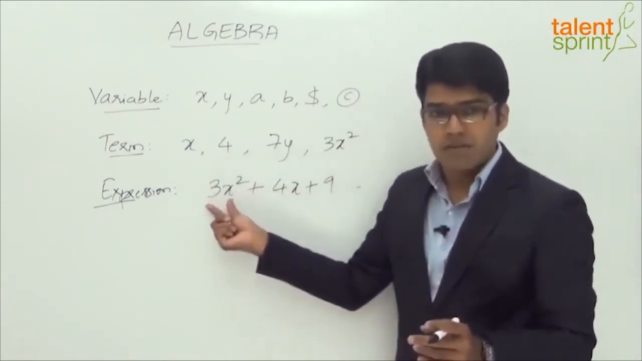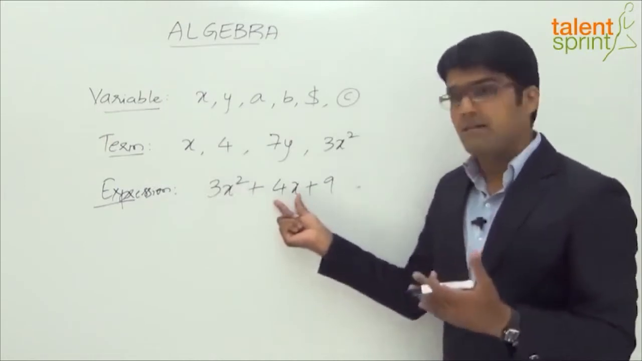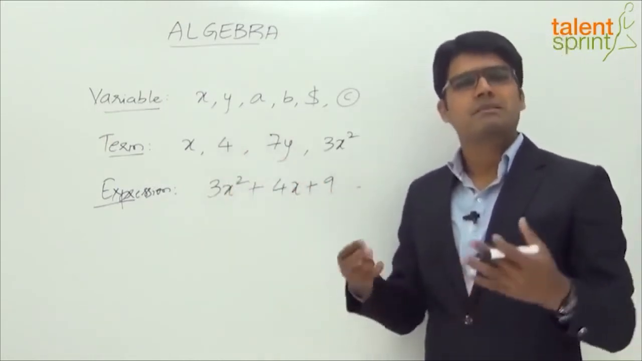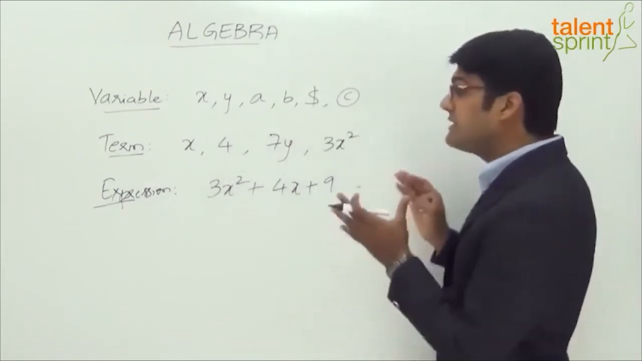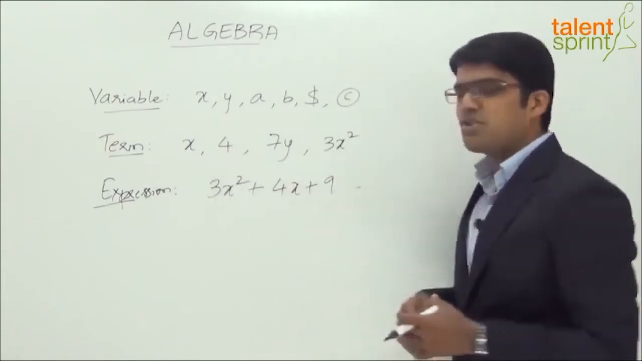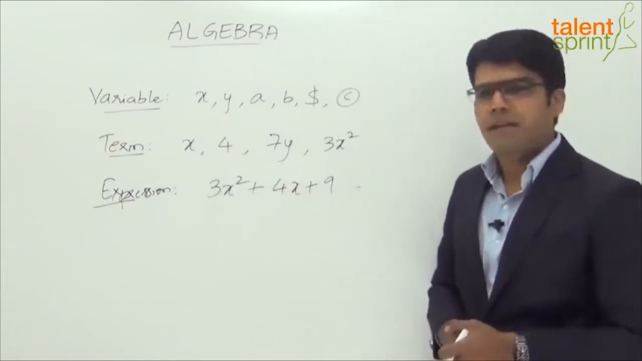3x squared is one of the terms. 4x is the second term. 9 is also a term. As I said, a term can simply be a number. So we have got 3 terms here, 3x squared, 4x and 9. Such a collection of terms is called an expression.